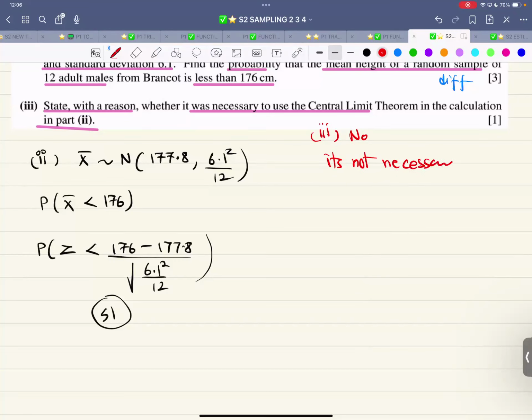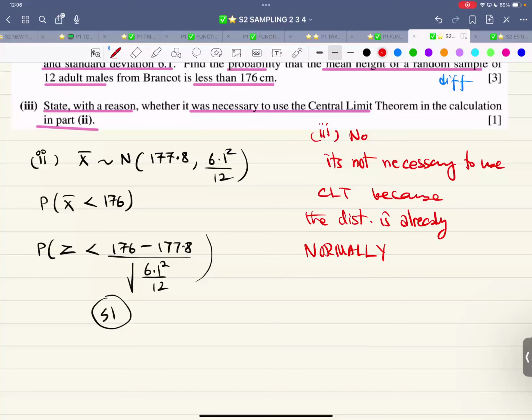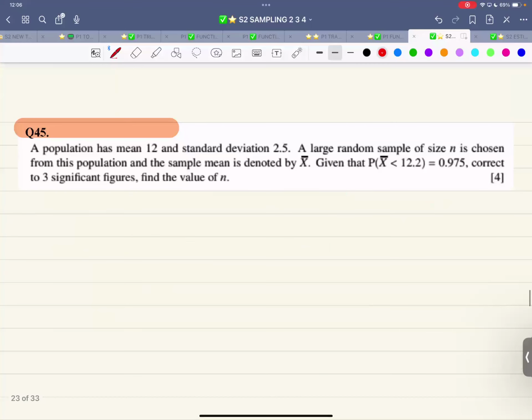It's not necessary to use CLT because the distribution is already normal. The distribution is already normally distributed. It's already following normal distribution. So why should we use the central limit theorem? Why should we make that assumption? Clear? Okay, now another question.